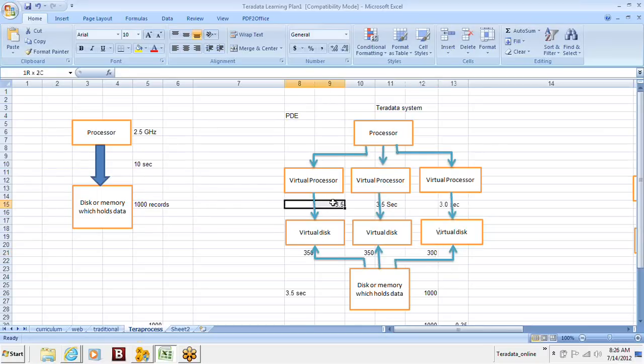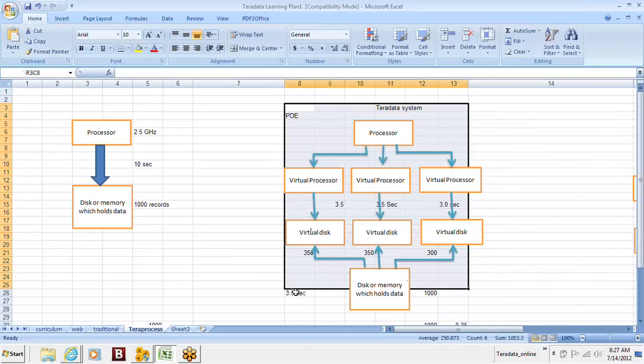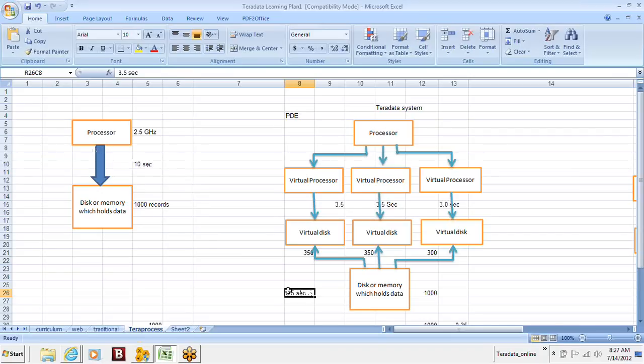Now, what is the maximum time taken to process all my 1000 records through my Teradata system? It is the maximum of the time taken by all the virtual processors to process their own associated data. So it is 3.5 seconds. With the traditional system, I process my 1000 records within 10 seconds, but with my Teradata system, I process the same 1000 records within 3.5 seconds with this parallel architecture of virtual processors and virtual disks. So how much performance did I get here? Almost 60%, I could say. So the Teradata system is comparatively 60% better than the traditional RDBMS system.